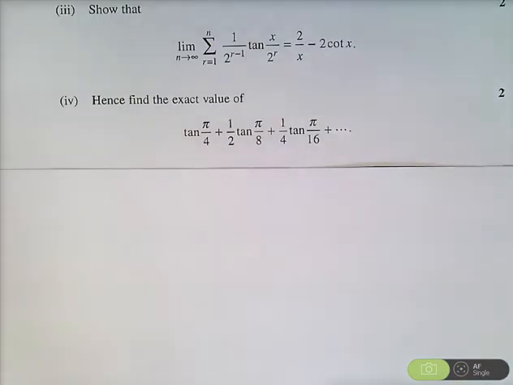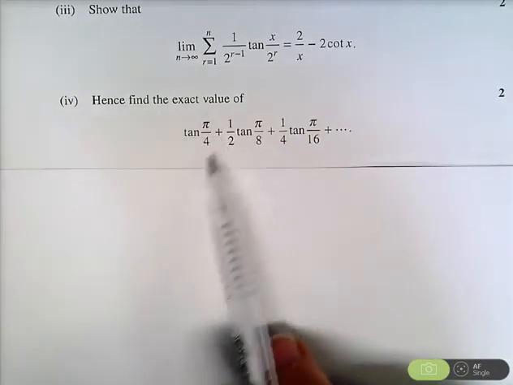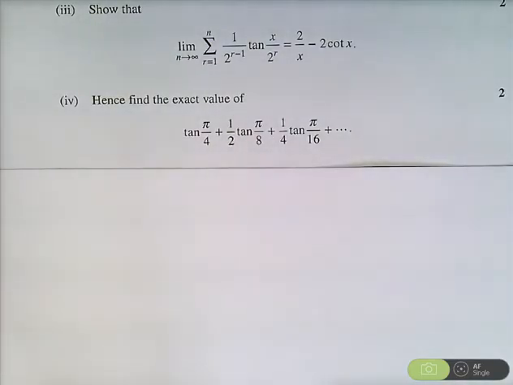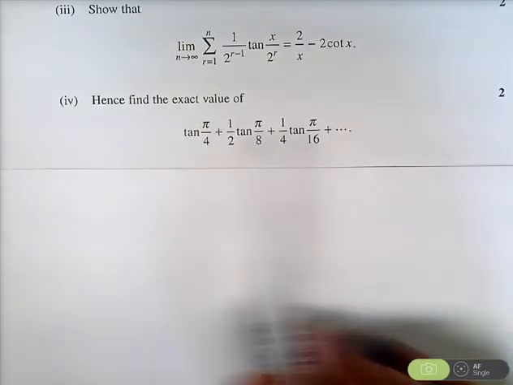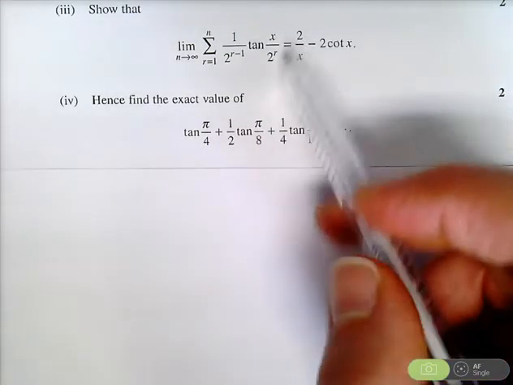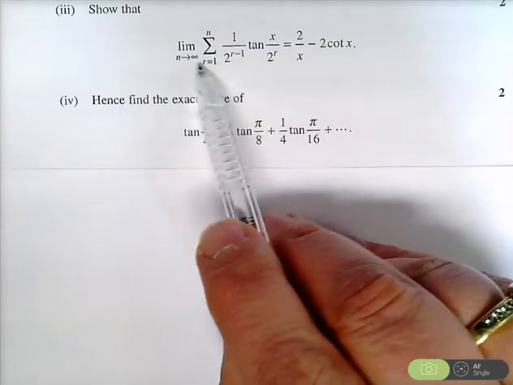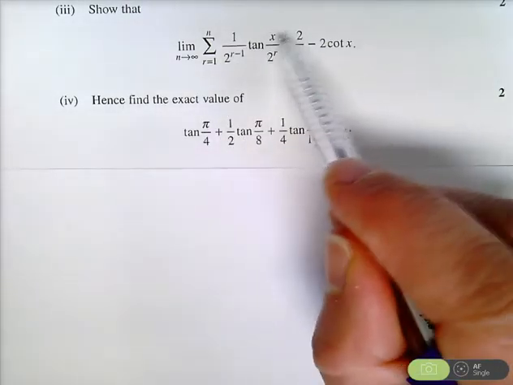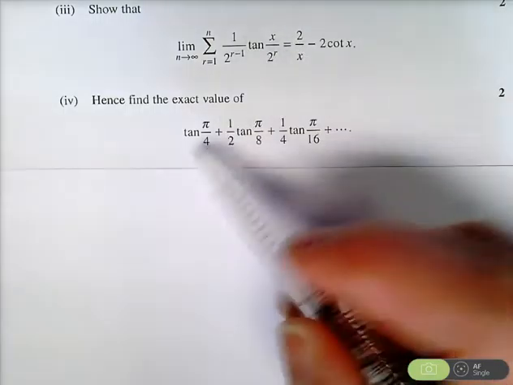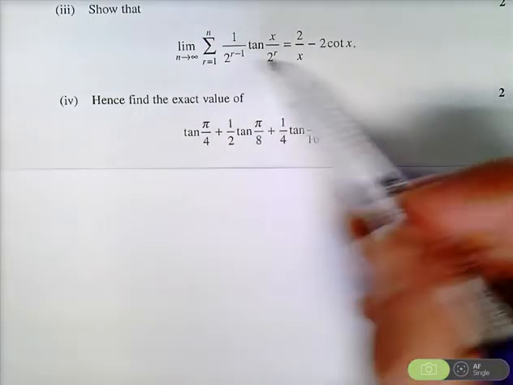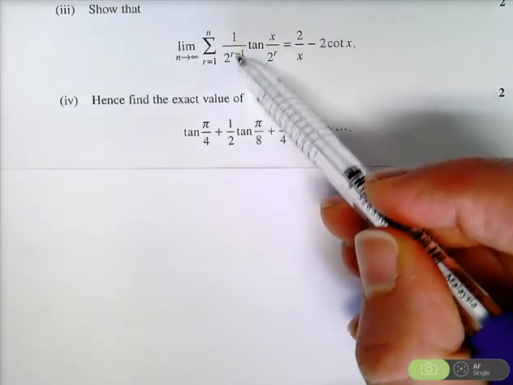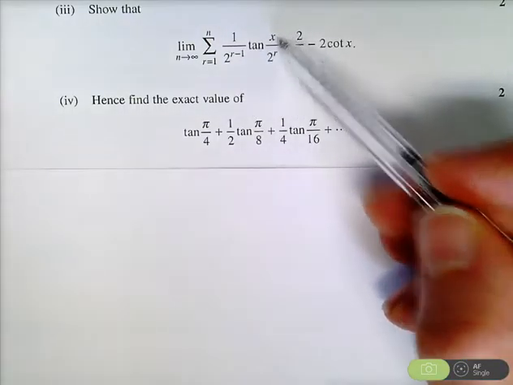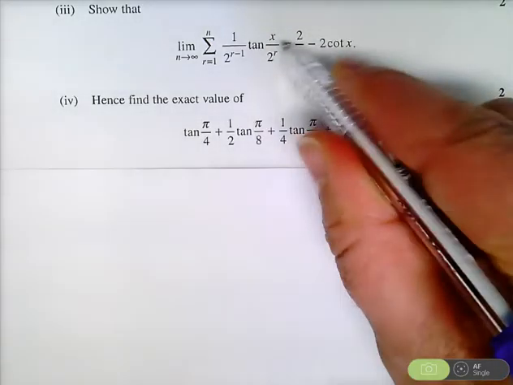And now for part 4 of the question: hence find the exact value of tan pi over 4 plus a half tan pi over 8 plus a quarter tan pi over 16, etc. From part 3, looking at this, remember we're starting from r equals 1. If r is 1 we get 1 over 1, tan of x over 2, but we want tan of pi over 4. If we look at r equals 2, we get 1 over 2 to the power of 2 minus 1, which is a half, so it'll be a half tan of x over 4.